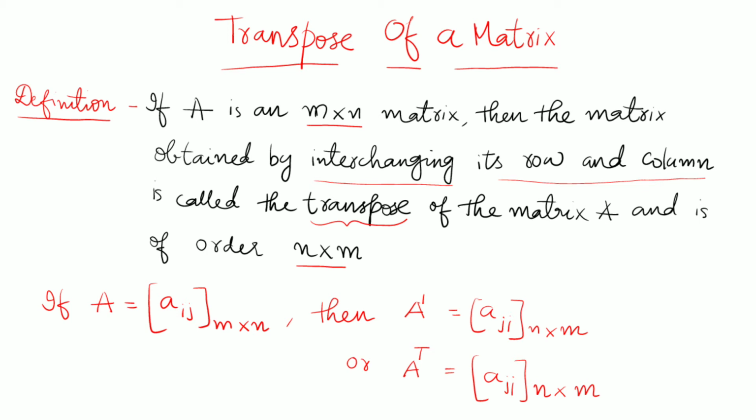If A is equal to Aij and order is m cross n, then A dash is the transpose of a matrix, or else you can denote it as A power t. So here A dash will have order n cross m, or A power t will have order n cross m. Here Aij is now changed to Aji. That is, row is interchanged to column.